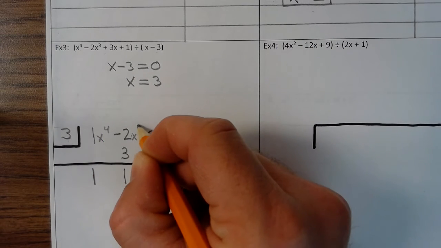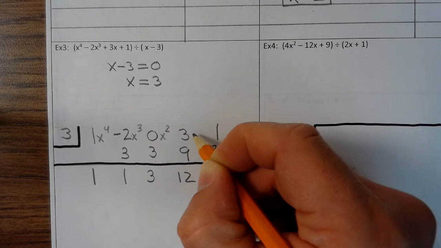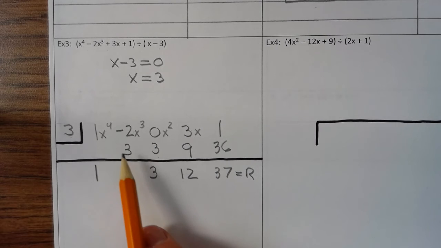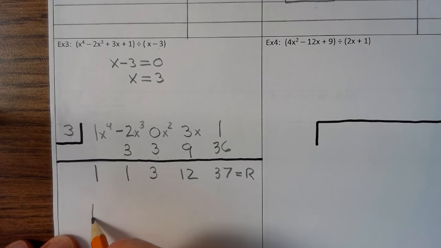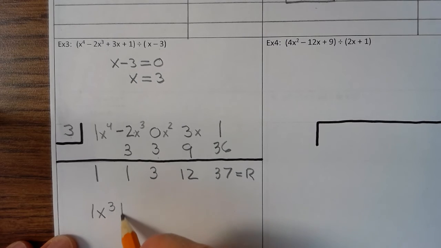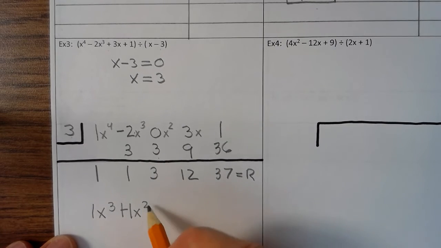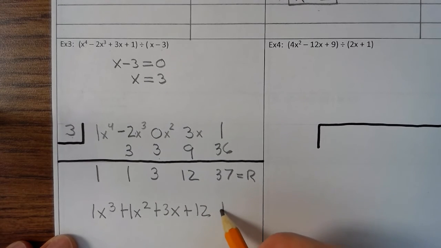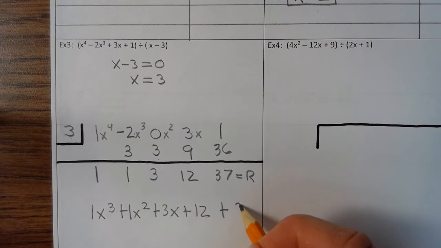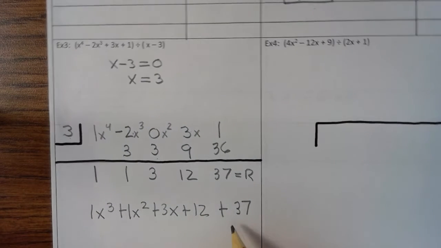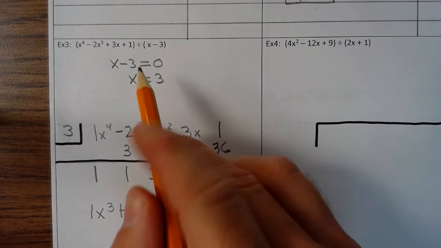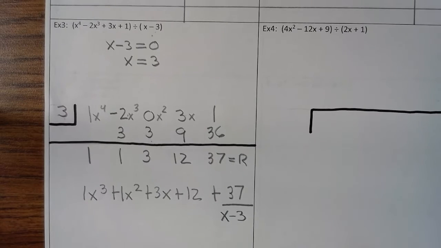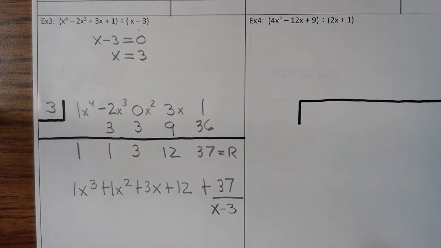Now, this was x to the fourth. This was x cubed. This was x squared. This was x, and this was the constant. Now, we know when you divide, it reduces the exponents by 1. So now this is 1x cubed plus 1x squared plus 3x plus 12 plus 37 divided by x minus 3. All right, go ahead and finish up example 3.